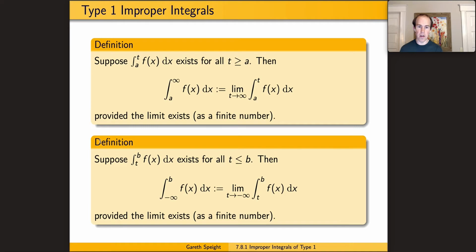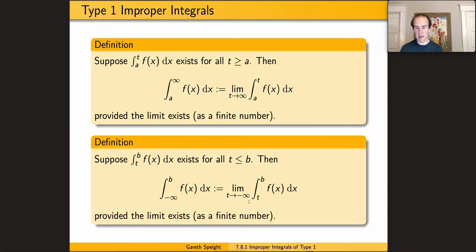Similarly on the other end, with integrals going to minus infinity. Rather than integrating from minus infinity up to some number b, which we don't know how to do, we don't know how to integrate from minus infinity to 0 just yet, we replace that minus infinity by some other variable, some number t. We integrate from t to b. That's going to give us an answer in terms of t. And then we look at the limit of what happens as t goes to minus infinity.